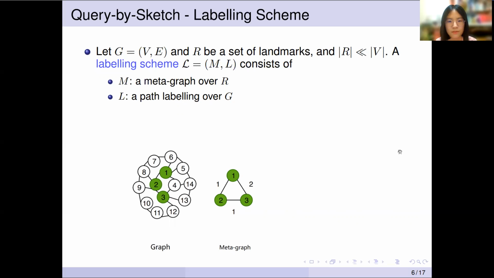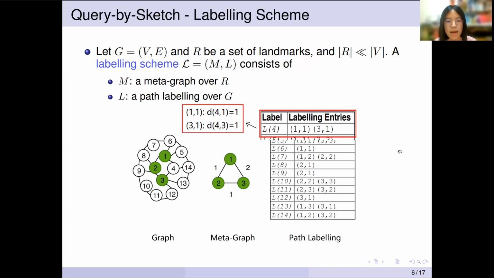This labeling consists of two parts. The first part is a metagraph, which compactly represents the shortest paths between landmarks. The metagraph is a weighted graph. Each edge represents the shortest path between landmarks in the original graph, and the weight of the edge is the length of the shortest path. In this example graph, we select vertices in green as landmarks, and here we have a metagraph. The edge 1, 3 is assigned a weight of 2, since the shortest distance between 1 and 3 is 2.